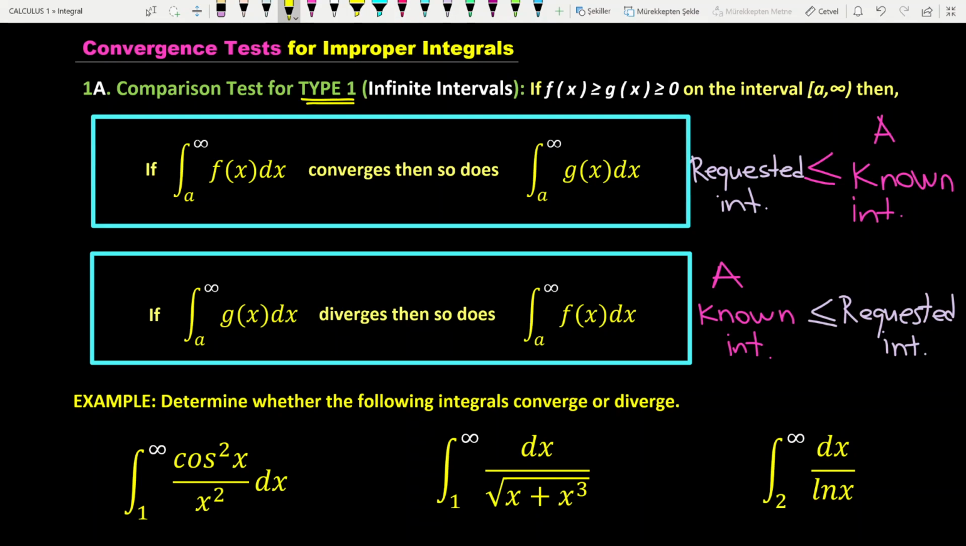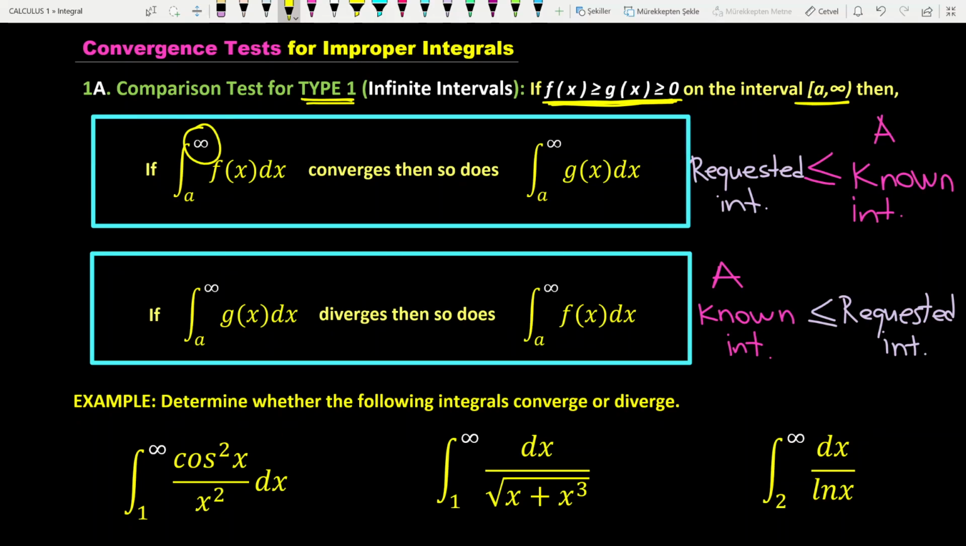What is a type 1 improper integral? If you have infinity in at least one of the boundaries of integration, then the improper integral is called a type 1 improper integral. Now look at these inequalities. The function f is greater than g, and they are all positive functions on the interval a to infinity. Be careful about these inequalities.